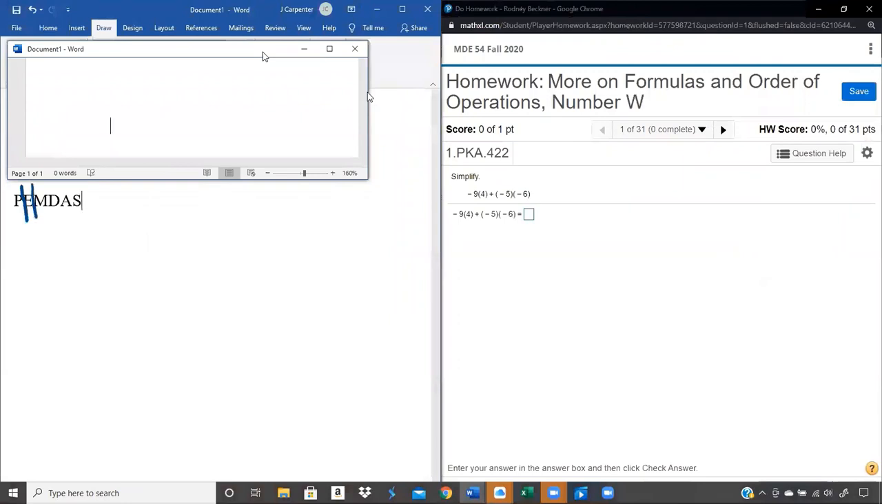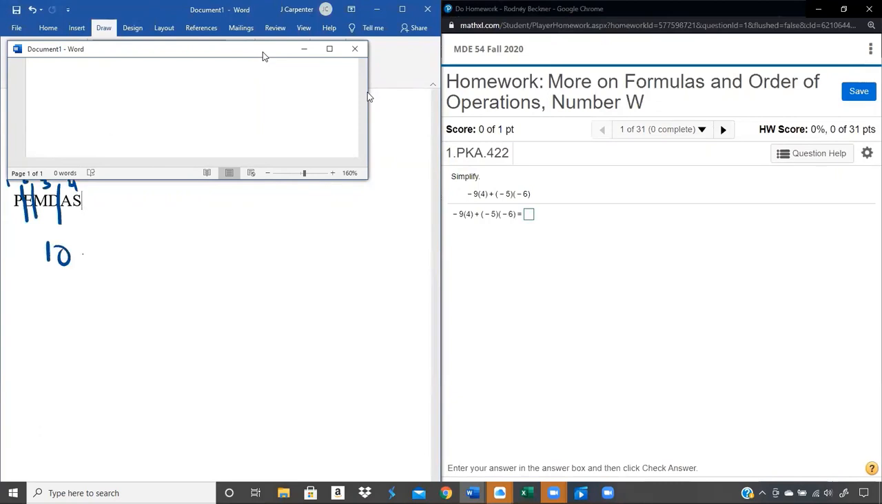P is its own step, parentheses. E is its own step, exponents. M and D is its own step, multiplication and division. Addition and subtraction is its own step. 1, 2, 3, 4. When you're handling your multiplications and divisions, you're doing them from left to right. If you see a division and then you see a multiplication, you do them in that order.